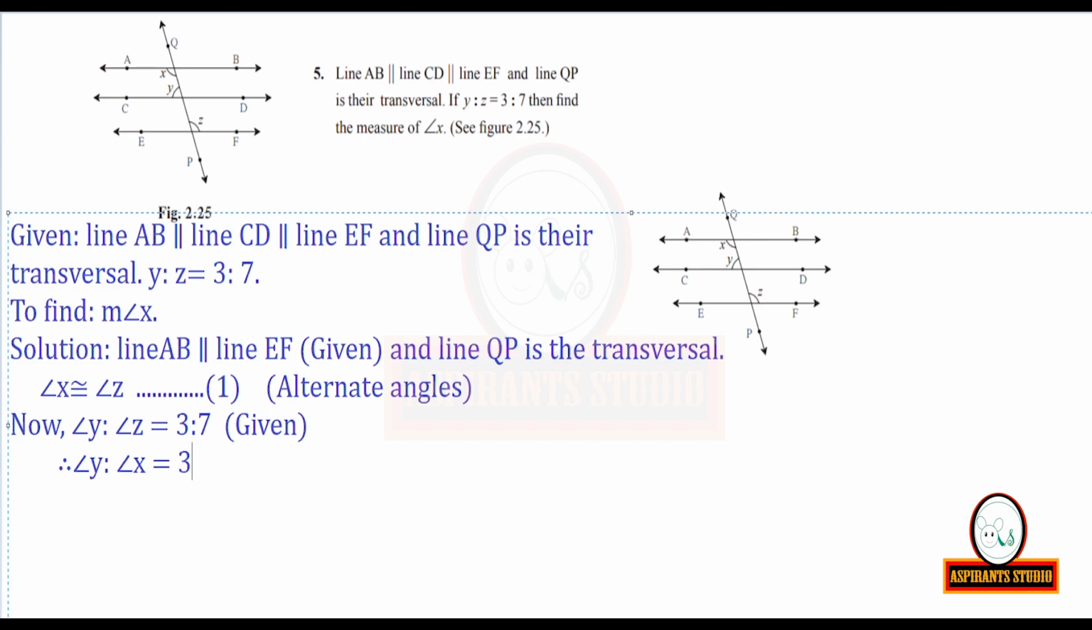So you get measure of angle Y is to measure of angle X is equal to 3 is to 7. You have to write the reason, by the side, from equation 1. It is very important to write the reasons.